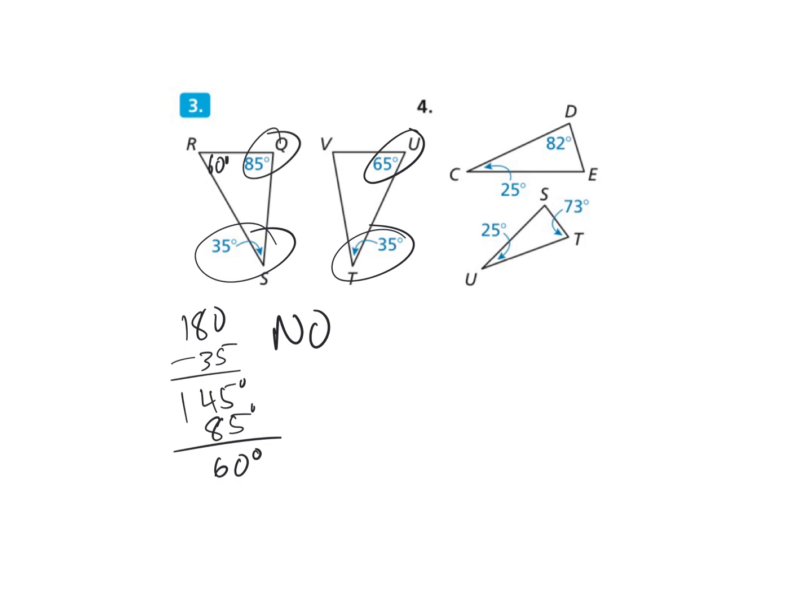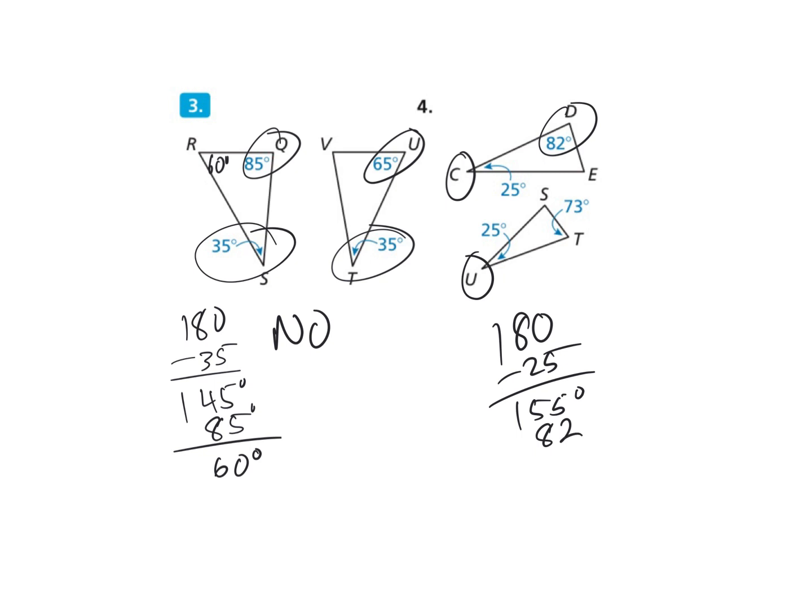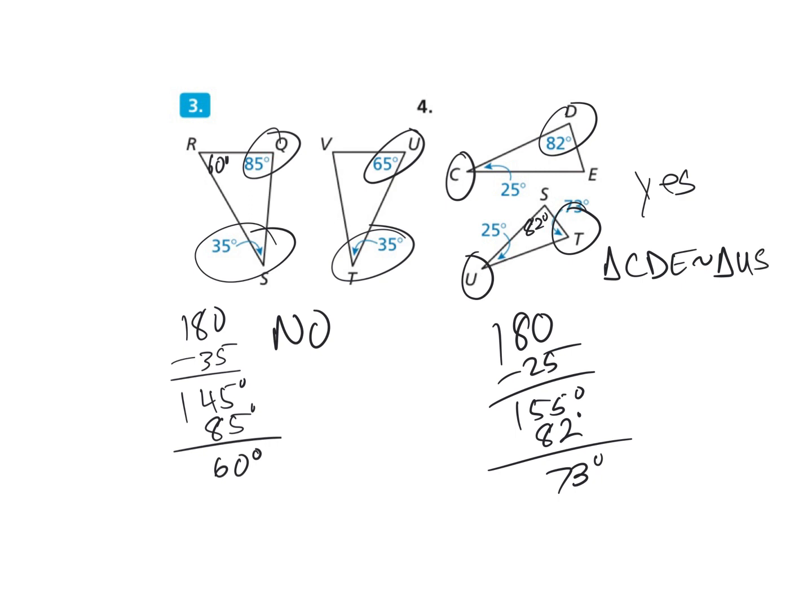All right, number four. Angle C and angle U are the same, so 180 minus 25 is going to give us 155. So let's subtract 82 degrees, okay? And that gives us 73 degrees, which is what angle T is, so therefore angle S must be 82. So yes, these two triangles are similar. Now let's do the right order. Triangle CDE, all right? So we got to match what C is. C goes with U. And D, 82 degrees, goes with S, and then T would be the next one.